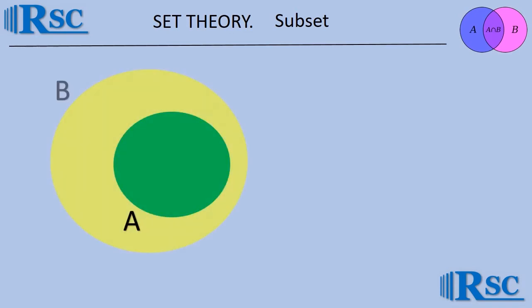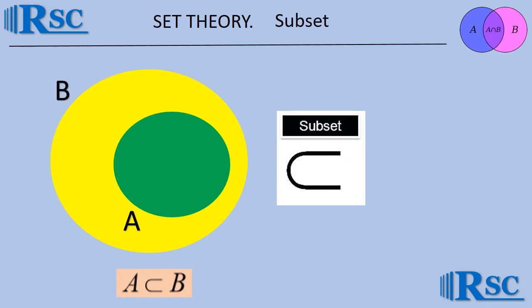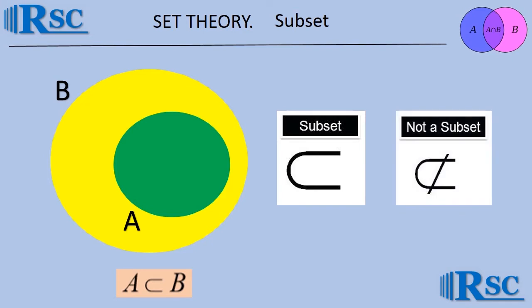So let's look at the notation for subsets. If all the members of a set A are also members of a set B, then A can be said to be a subset of B. This is written as follows. And so the phrase "is a subset of" can be symbolized by this symbol. Also, the phrase "is not a subset of" can be symbolized by this symbol.